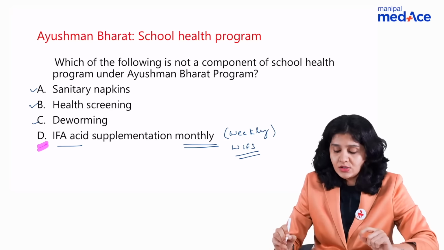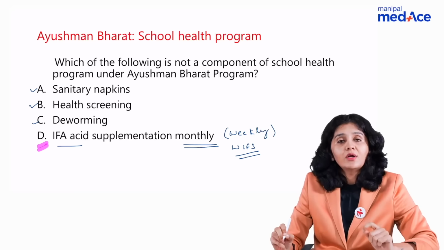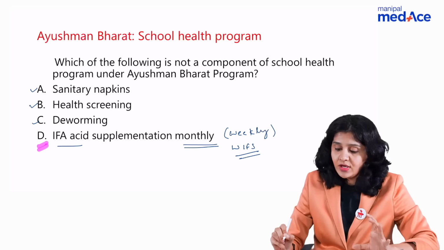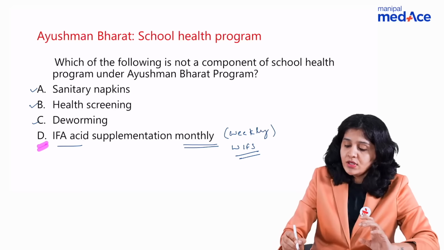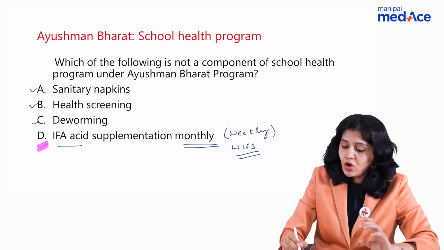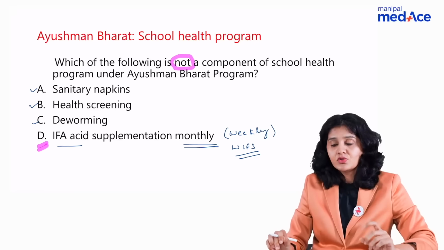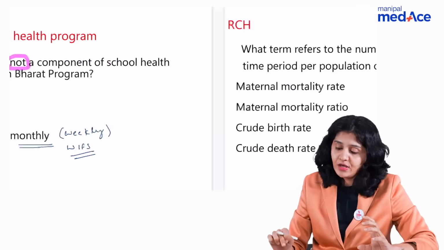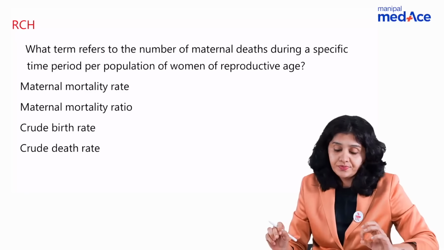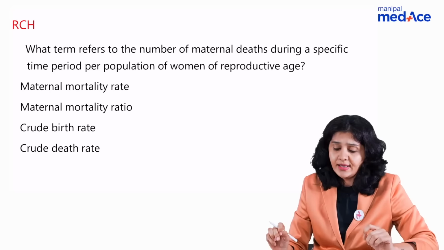Okay, so the correct answer for this question is iron and folic acid supplementation monthly. Okay. And one more thing is, they've mentioned "not". So this also you should not miss. Okay. So this is about programs. Moving on to RCH, that is reproductive and child health.